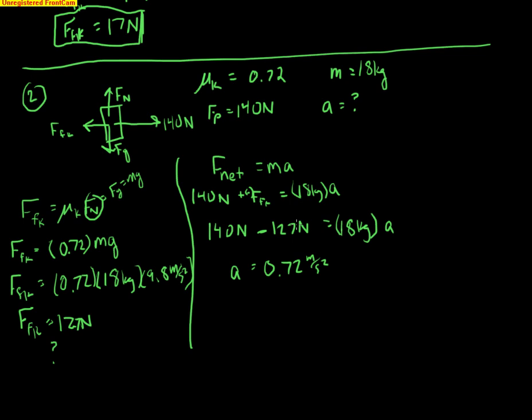Okay, so does this make sense? Well, first of all, it's positive, so that's good, because that means it's accelerating in the direction that we're pushing. Second of all, it's fairly small. This means that in 1 second, the garbage can would speed up by 0.72 meters per second. And that seems reasonable. It's not super fast. So our answer makes sense. And that's it.